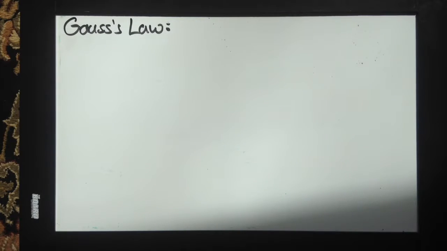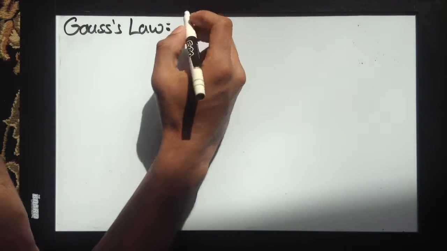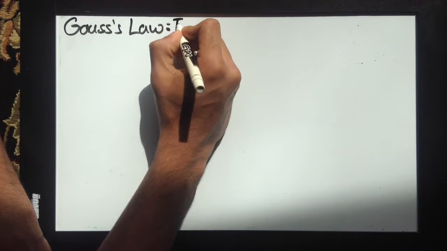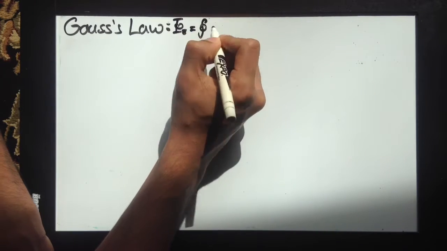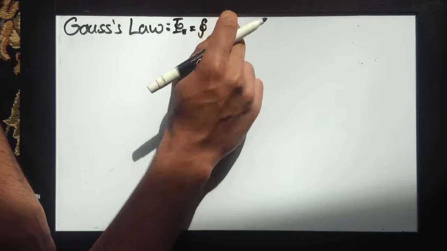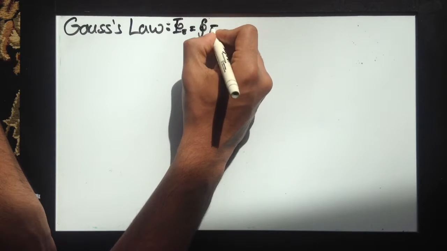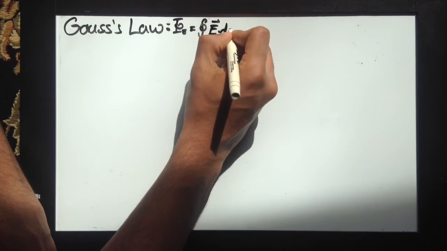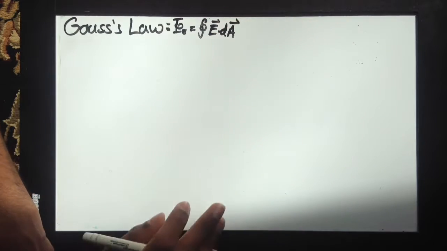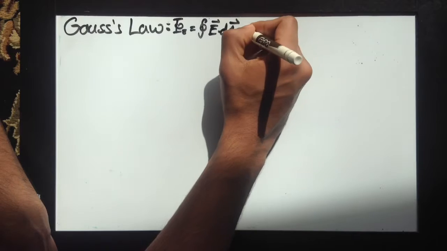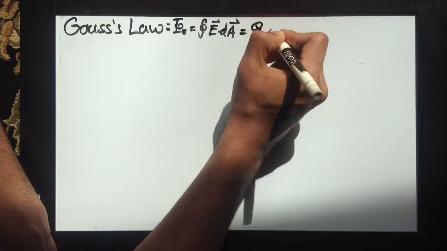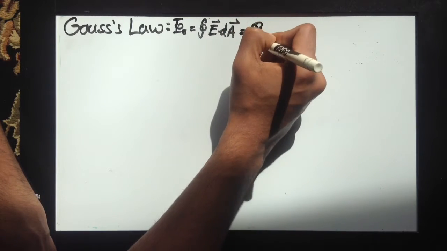In this review video, I'm going to be talking about Gauss's law. And what Gauss's law tells us is that the electric flux is equal to the closed integral of E dot dA. And we also know that flux is equal to the Q enclosed over epsilon naught.